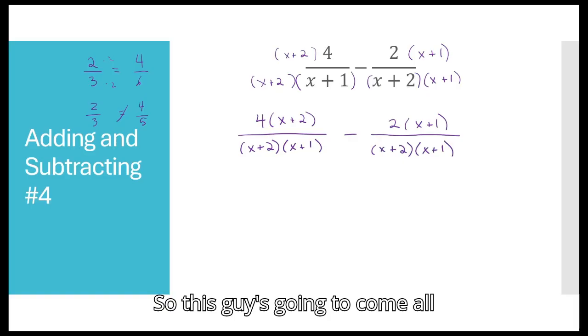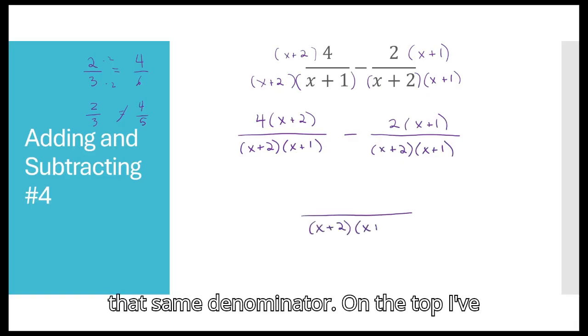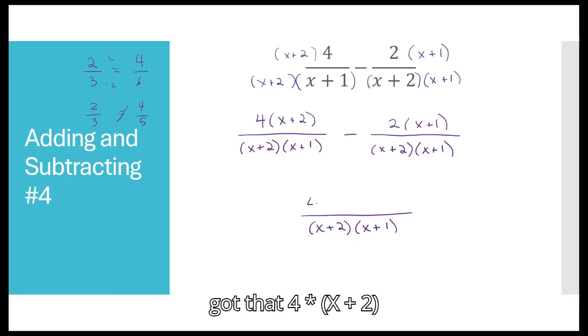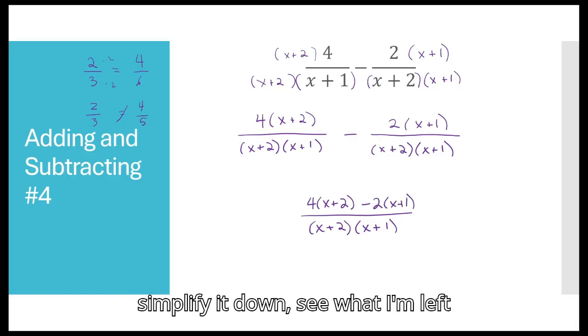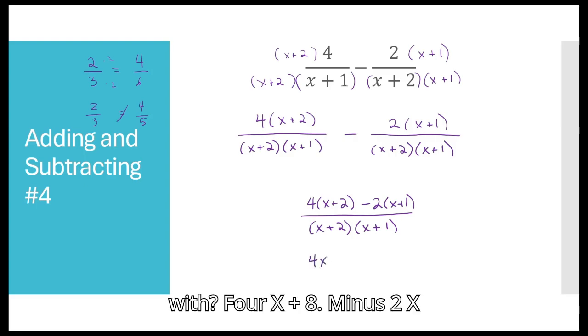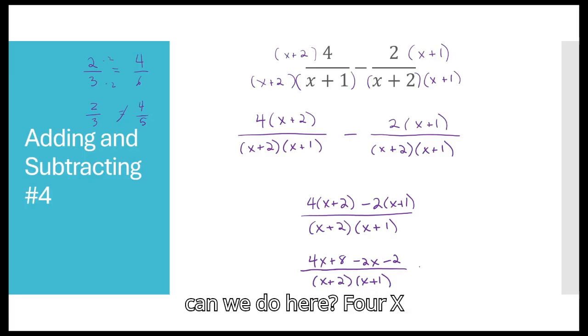So this is all going to come together to be one big fraction with that same denominator. On the top, I've got 4 times x plus 2 minus 2 times x plus 1. And now I can distribute those out, simplify it down, see what I'm left with. 4x plus 8 minus 2x minus 2. The whole thing is still over this guy. And let's see, what can we do here? 4x minus 2x, 8 minus 2.